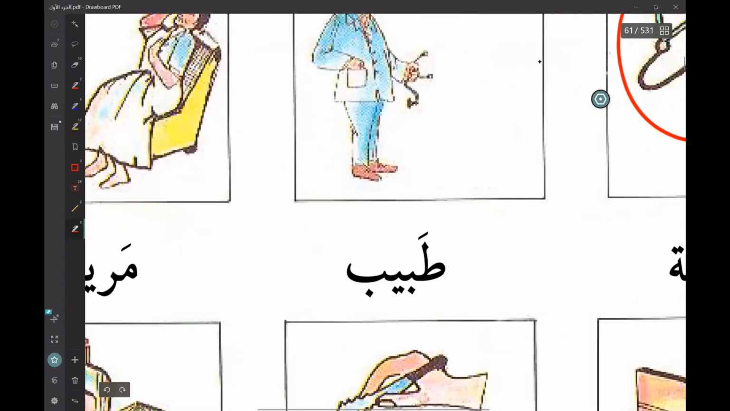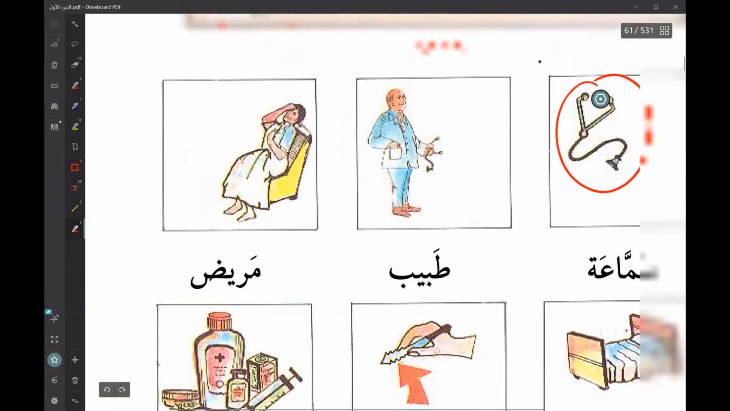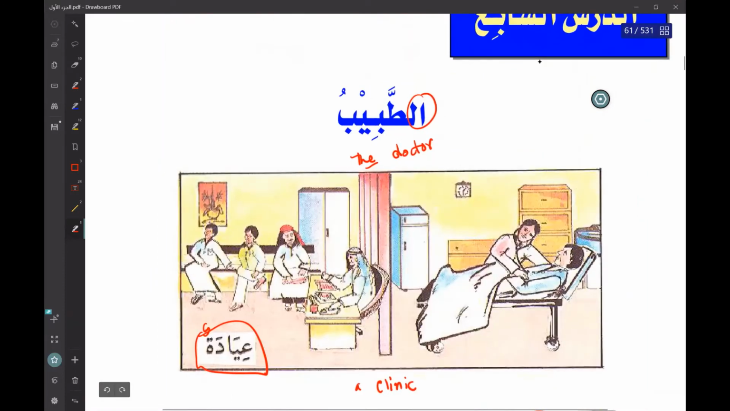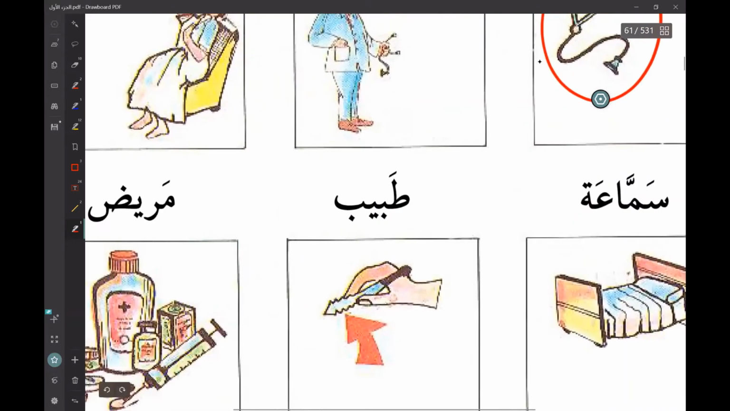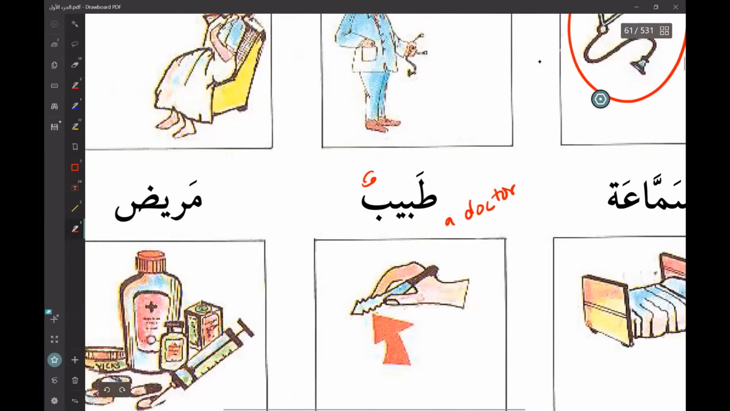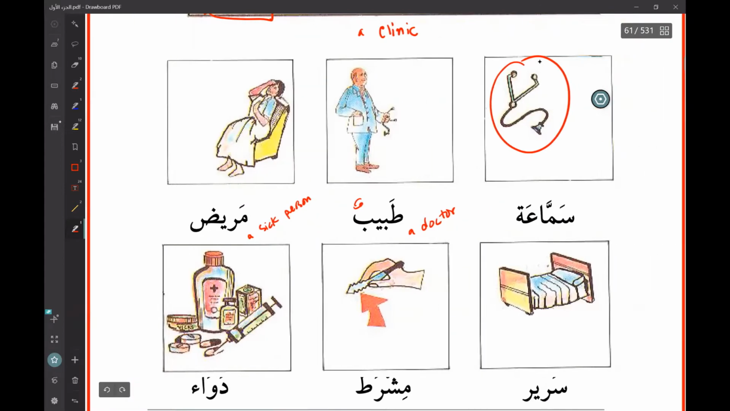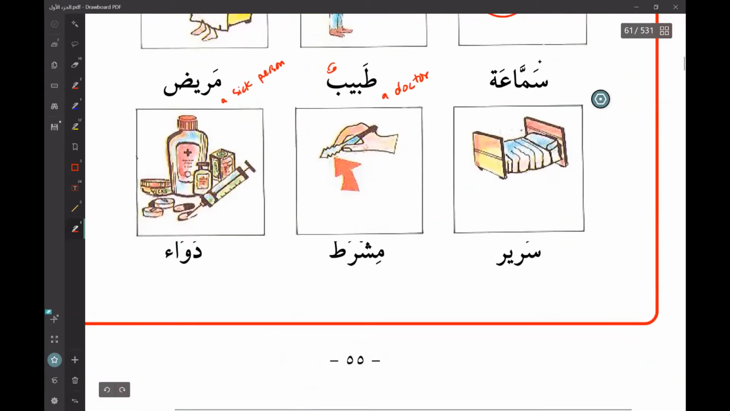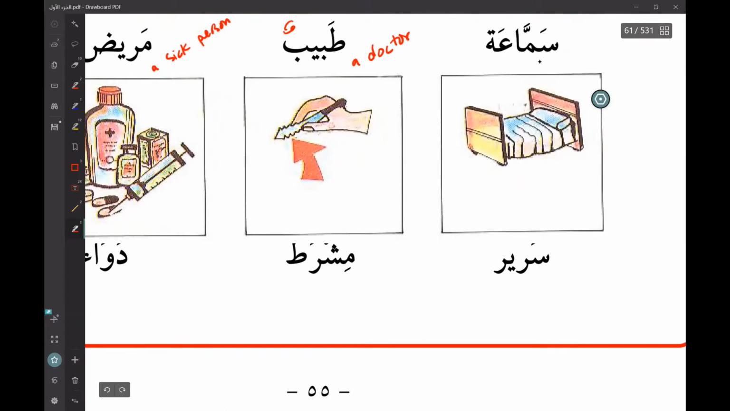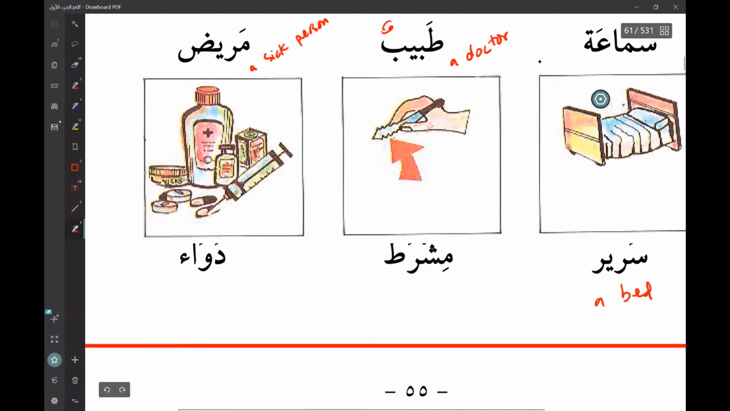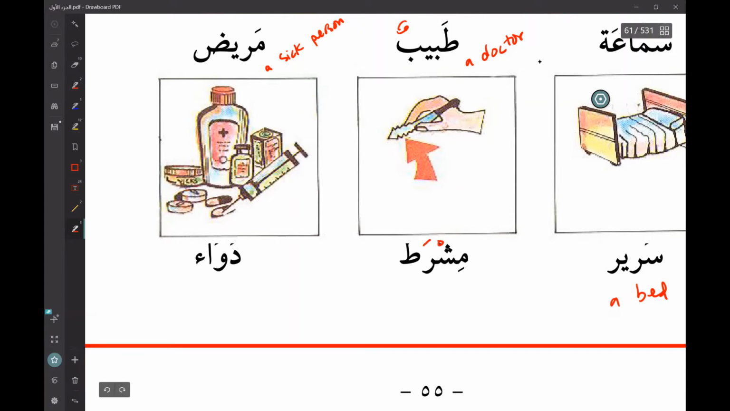Then we have طبيب. We have الطبيب, which was the definite, the doctor. طبيب, which, you know, tanwin, طبيب is a doctor. Then we have مريض. مريض is a sick person. Okay, someone who's sick. Then we have سرير. سرير is bed. Okay. Then we have مشرط.